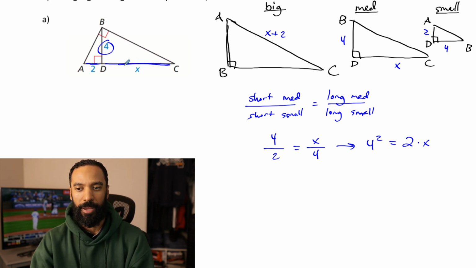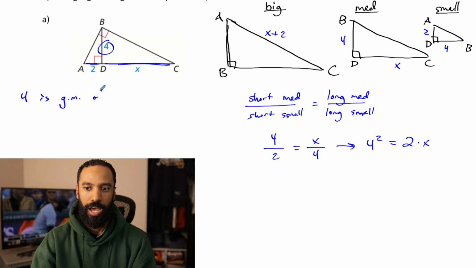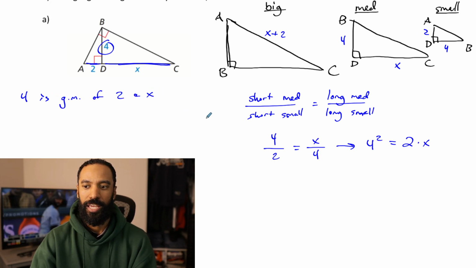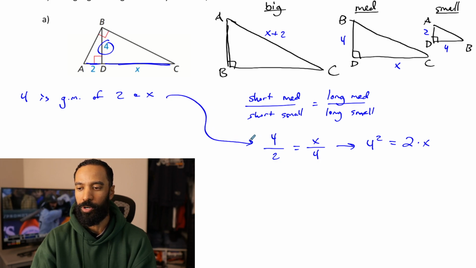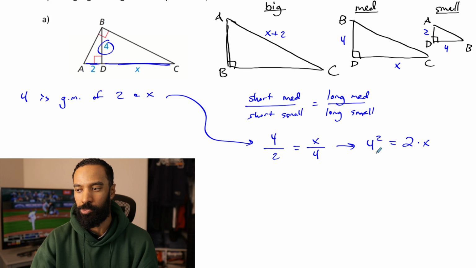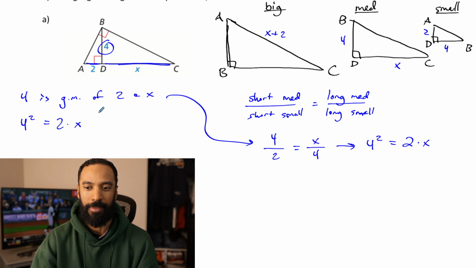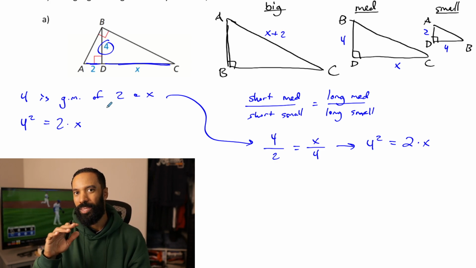If 4 is the geometric mean of 2 and x, you could therefore set up this proportion like that to make it happen, and you can go straight to what the textbook often does, which brings you right to the squared portion right here: this squared equals this times this. That's why I bring that up.